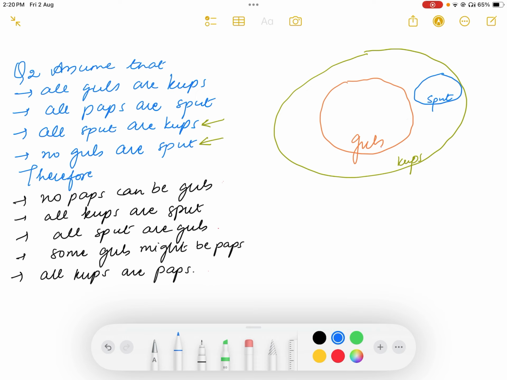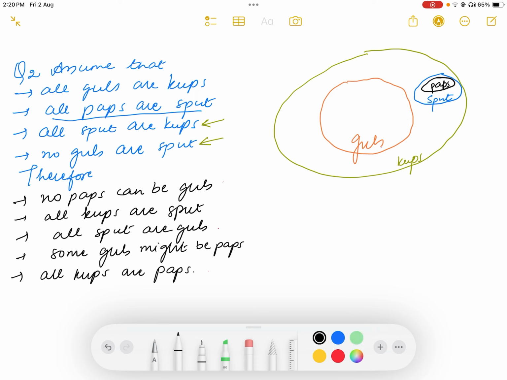And then they say all the paps are sput. So all the paps will be lying in the sput section. So here is where paps will lie. I'm sorry, this is a very small set, but I hope it is visible to you. So that's how these sets are to be done.